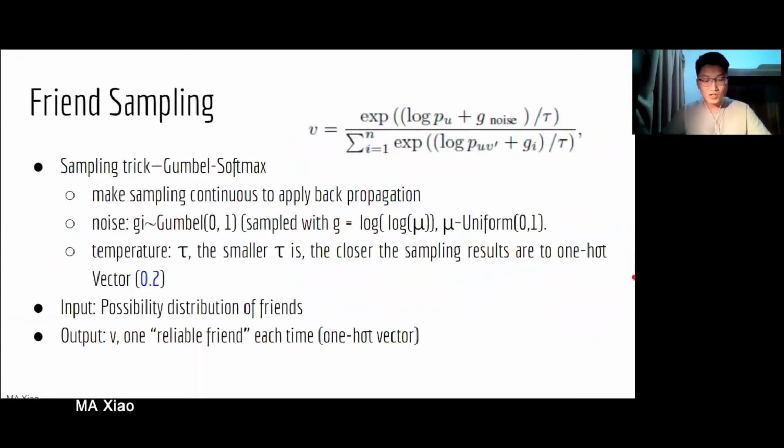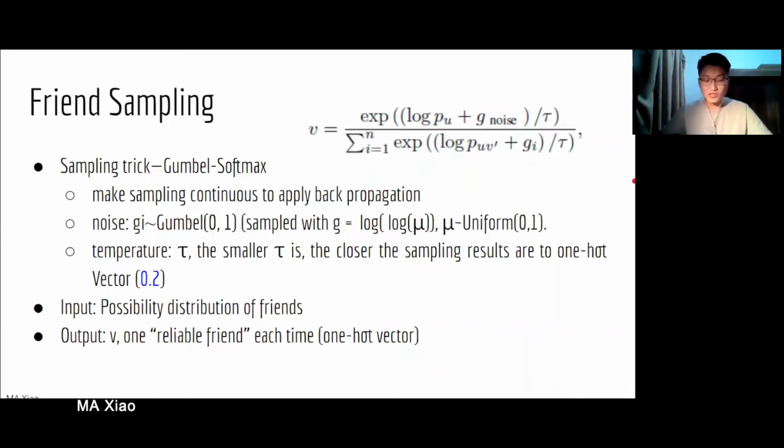Well, now, in order to meet the requirements of the end-to-end solution, in other words, to make the whole process differentiable, a trick called Gumbel softmax is used here, and it is an approximate calculation of random sampling. This is the formula we used here.